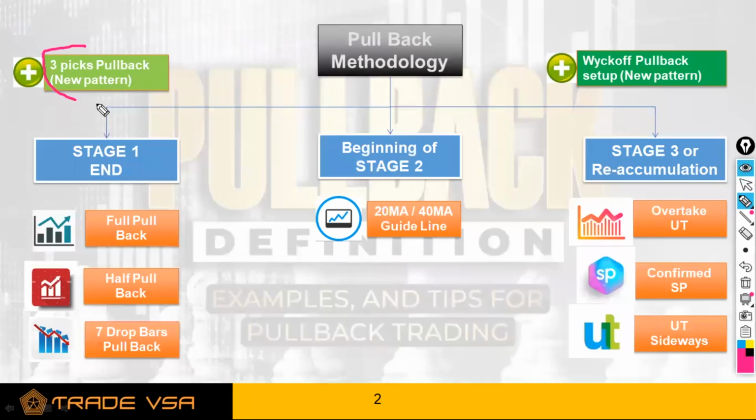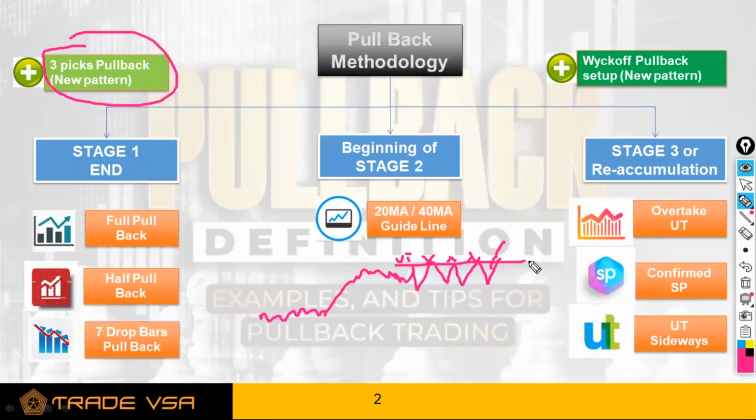One is the three peak pullback. It happens in the accumulation stage, when it is being marked up, it goes zigzag, zigzag, zigzag. So we try to catch the three pegs. Sometimes the last peg goes above all the previous pegs, and that is another run. This is outside of the full pullback and half pullback; it just moves sideways in a zigzag of three pegs.